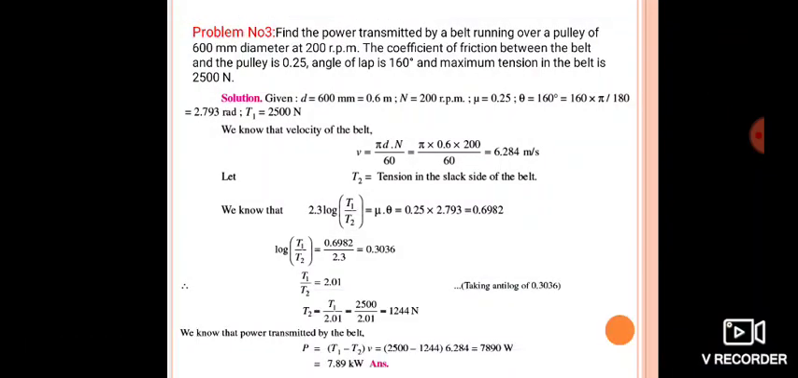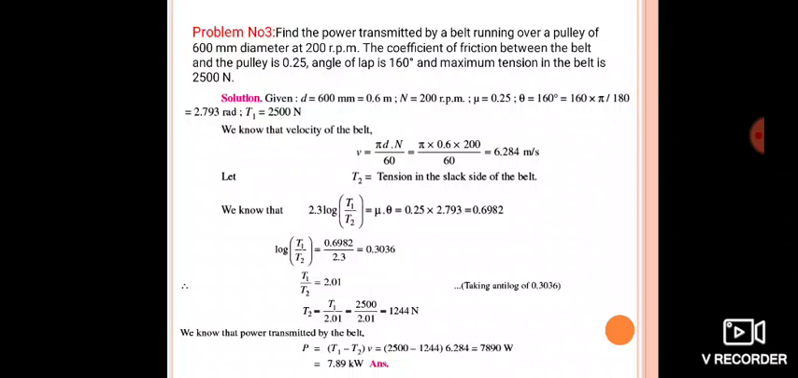Find the power transmitted by the belt running over the pulley of 600 mm diameter at 200 rpm. The coefficient of friction between the belt and the pulley is 0.25. Angle of lap is 160 degrees, and maximum tension in the belt is 2500 Newton. Okay, so this is the given problem.